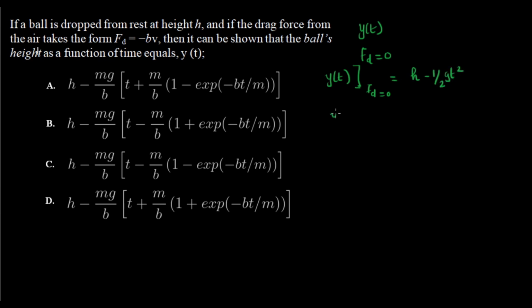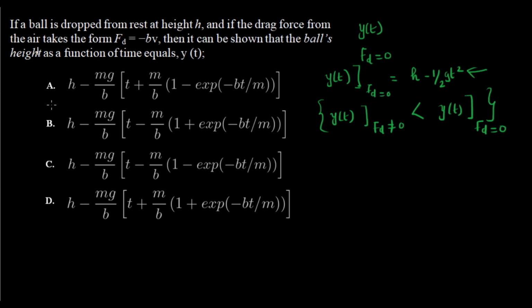So in the case where Fd is not equal to 0, the distance it travels will be less than y of t traveled for Fd equal to 0, right? This is the concept that we are going to use here. So I'm going to see which option gives me this value h minus half g t squared for y of t where Fd is equal to 0.